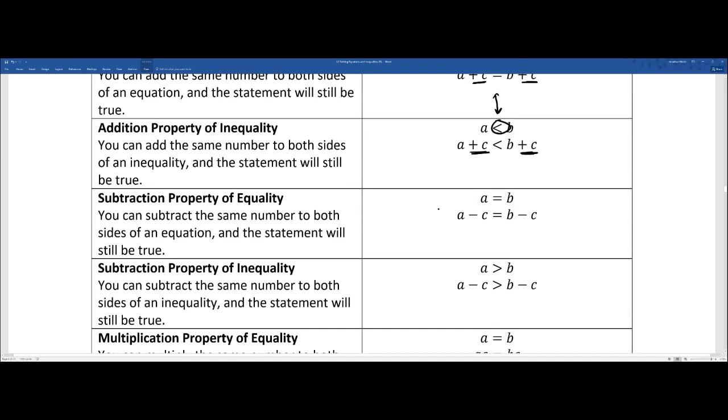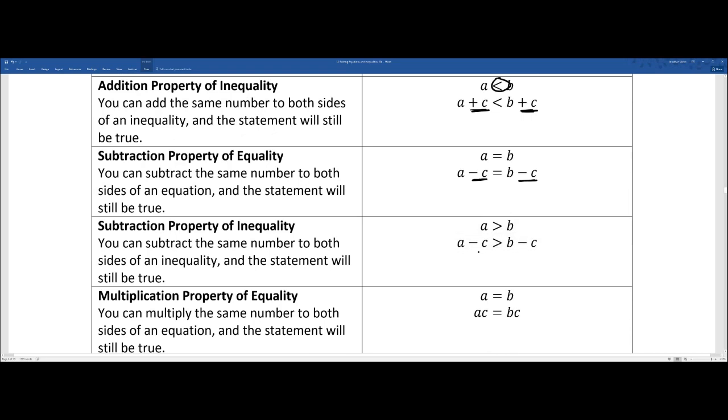Now, subtraction property of equality. You can subtract the same numbers. So again, if you subtract a constant term, you would have to do it to the other side. Now the same thing applies to inequalities. Subtract by a constant term, you have to do it to the other side. Again, the only difference here is the symbols. Okay, one's an inequality, one's an equation.